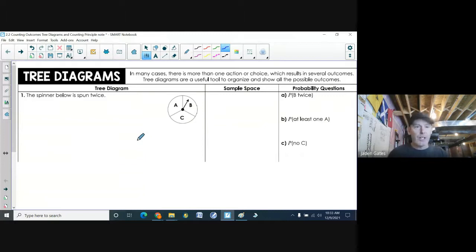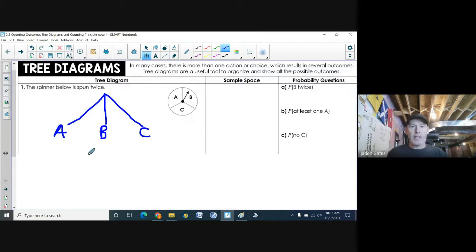And so what we're going to have here in this situation is multiple events happening. So in this situation, the spinner below is spun twice. All right, so we're going to look at the sample space, which is all possible outcomes, and then we're going to find the probability of those things happening. Now, when I do a tree diagram, what that means is the first time I spin the spinner, three things could happen. I could get an A, a B, or a C.